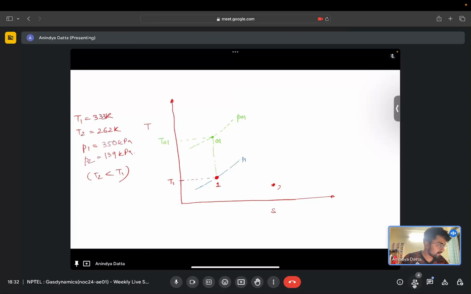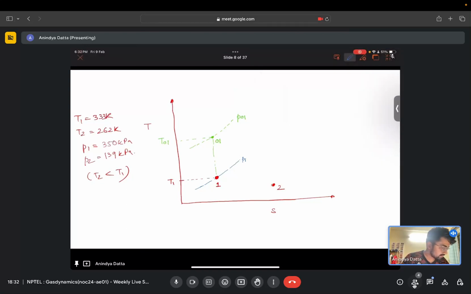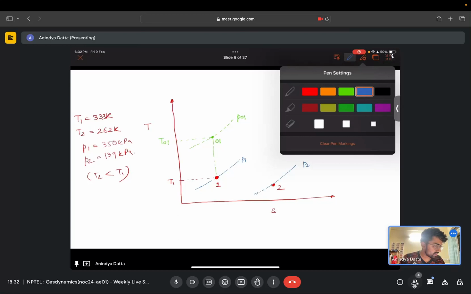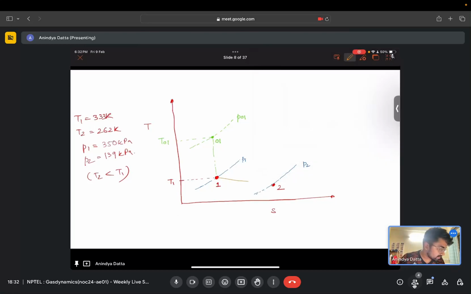We know the pressure line goes like this, so this will be my P2. The P2 constant pressure line is lying below P1, so obviously P2 is less than P1, which is also what we are getting. Between these two states there is an increase in entropy. So this is our process. Now we have to draw the stagnation state corresponding to 2.